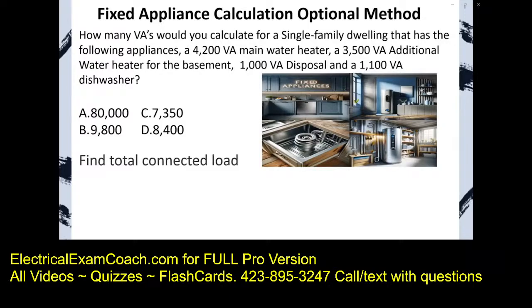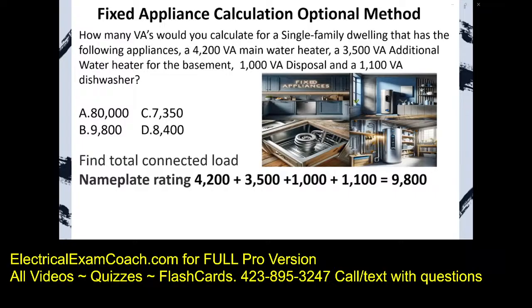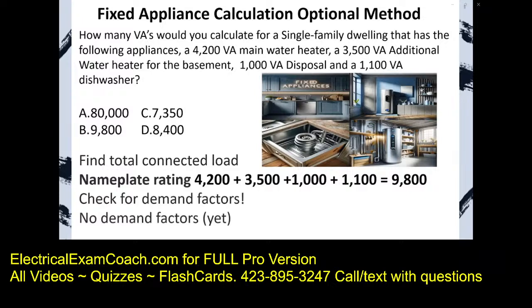With the optional method, we're going to take the nameplate rating of all these appliances. Now, let's check for demand factors. There are no demand factors yet at this portion of the calculation. All we're going to do is total up all these appliances, and then we'll apply 1 general demand factor here in just a little bit. And we select B. Great job.